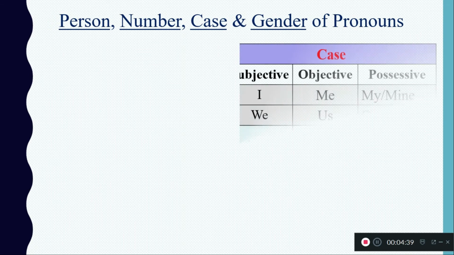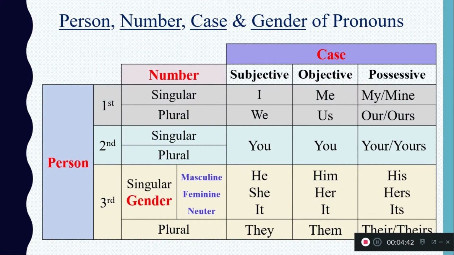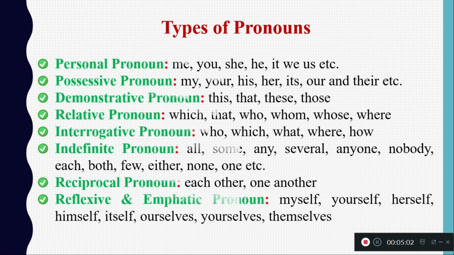Our next slide is about person, number, and gender of pronouns. I'm not going to explain the table as this is very simple. You know it, and our main topic is pronoun reference. However, I suggest you pause the lecture and go through the table carefully. Then, types of pronouns. These are the types of pronouns. As you can see everything, I'm not reading aloud the names and examples of the pronouns.